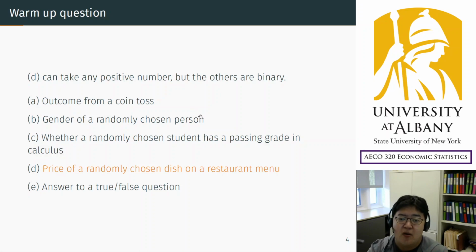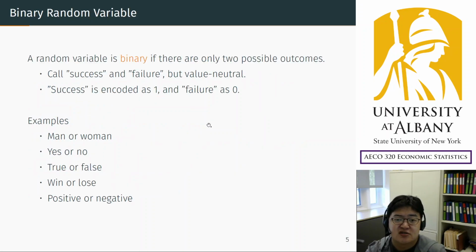So this is what we are going to study here. This is the first assumption we are going to make. This is the simplest possible random variable, and from here we are going to build a statistical model. We will define a binary random variable as a variable that has only 2 possible outcomes. It can be yes or no, man, woman, true, false, win, lose, positive, negative. You can think about a lot of examples of binary random variables.